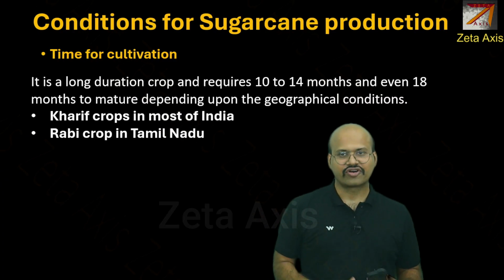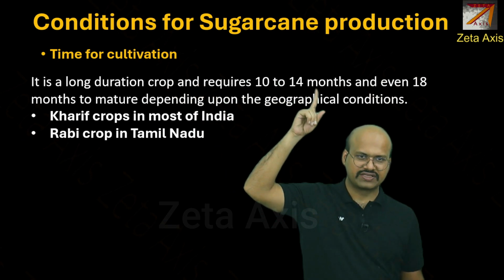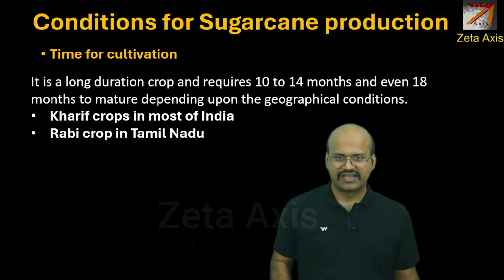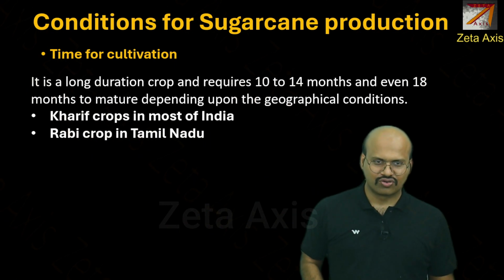And what is the time for cultivation? We have seen that it is a long duration crop and requires 10 to 14 months and even 18 months to mature, depending on the region where it is produced. It is a kharif crop in most of India, but in Tamil Nadu it can also be grown as a rabi crop.